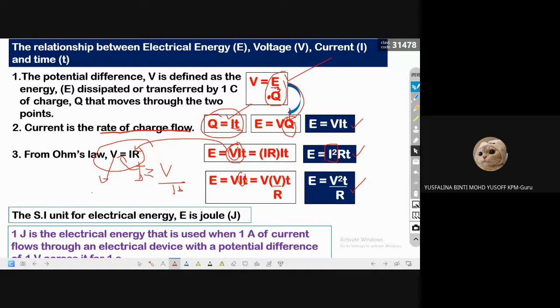So we rearrange this one. I is actually V over R, so I replace the I with V over R. So it becomes V square T over R. So that's the formula. So what is the SI unit for the electrical energy?